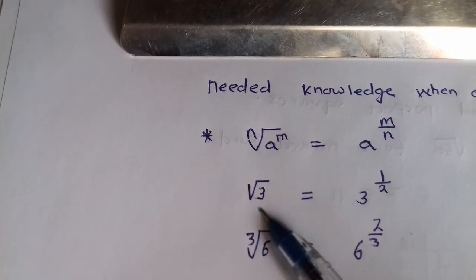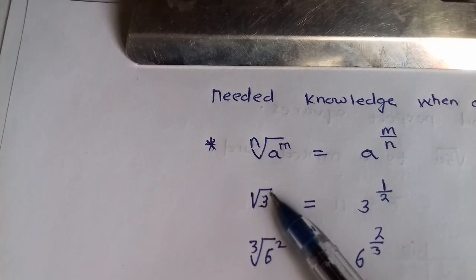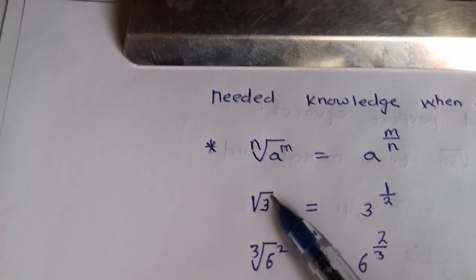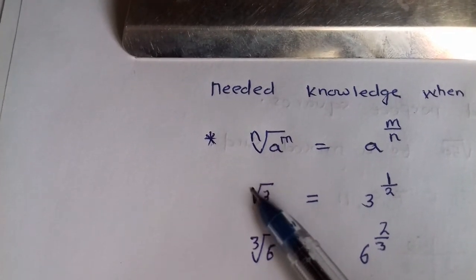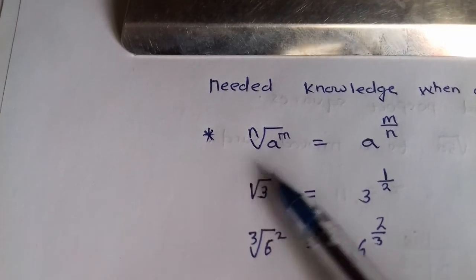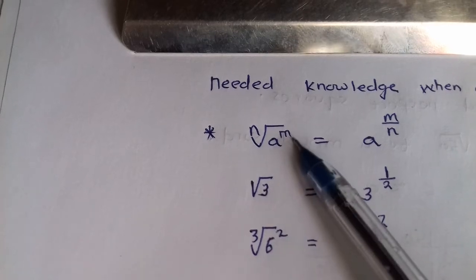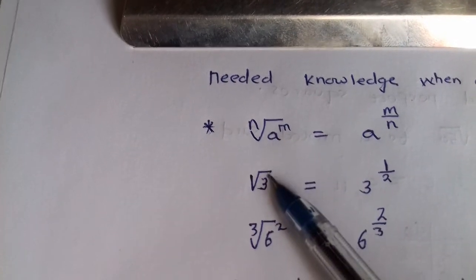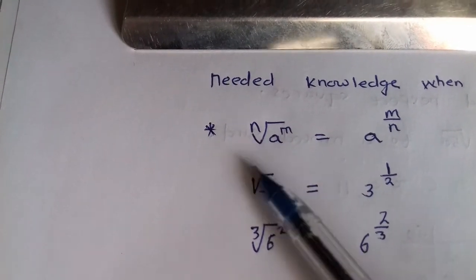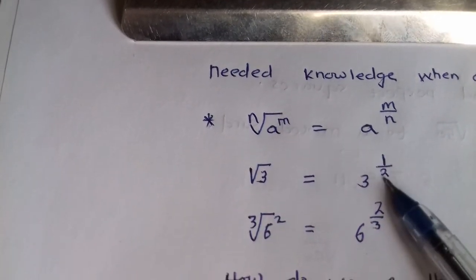For example, the square root of 3. We know that when there is no power given here, it means that the power is always 1. And when there is no index given here, the index is always 2. So in this case, where there is a, we have 3. Where there is m, we have 1, and where there is n, we have 2. So this can be written as 3 to the power 1 over 2.